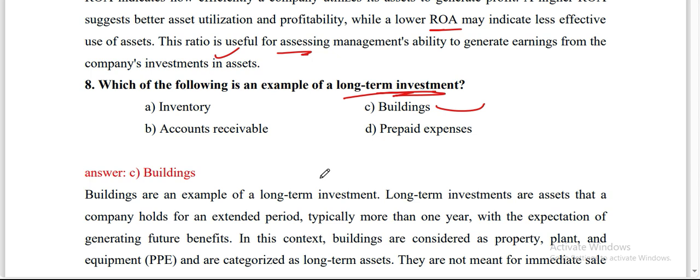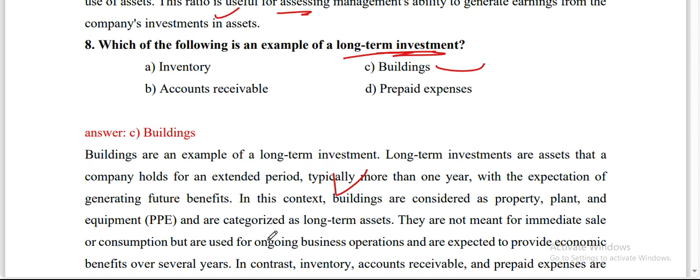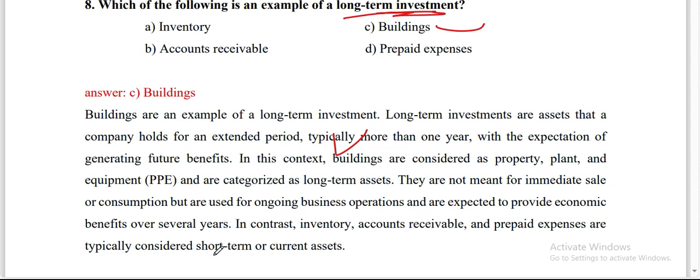Long-term investments are assets that a company holds for an expected period, typically more than one year, with the expectation of generating future benefits. Buildings are considered property, plant and equipment, and are categorized as long-term assets. They are not meant for immediate sale or consumption, but are used for ongoing business operations and are expected to provide economic benefits over several years. In contrast, inventory, accounts receivable, and prepaid expenses are typically considered short-term or current assets. That means options A, B, and D are examples of short-term or current assets. Good.